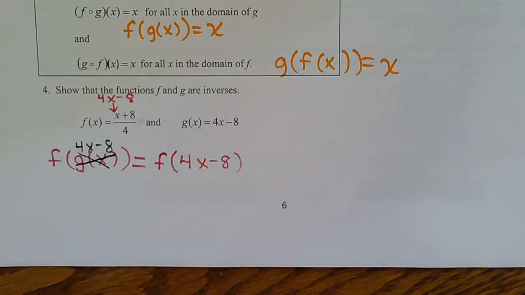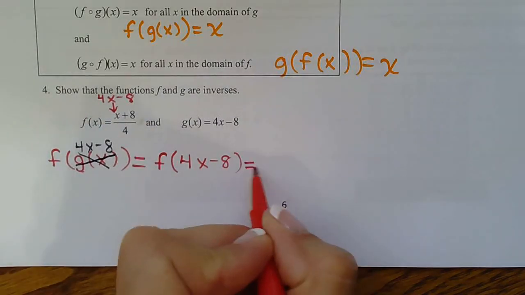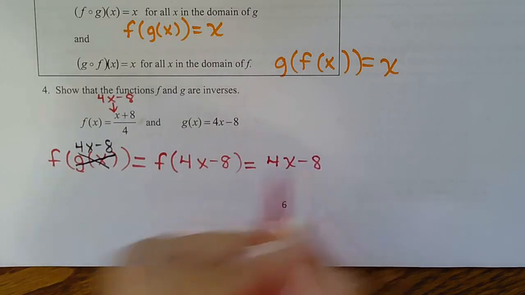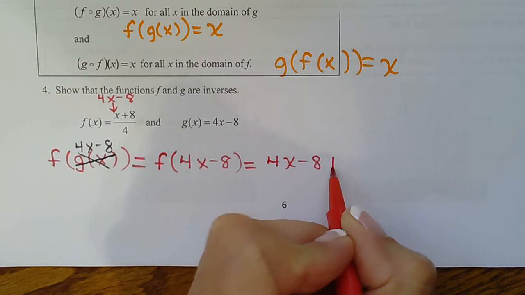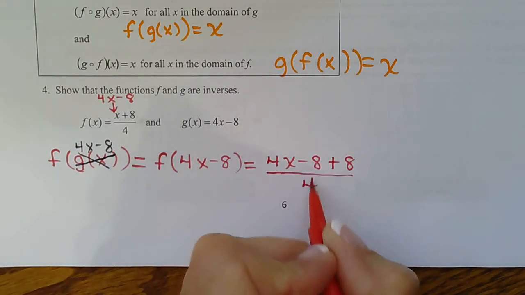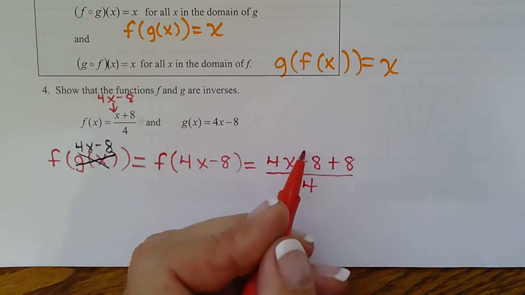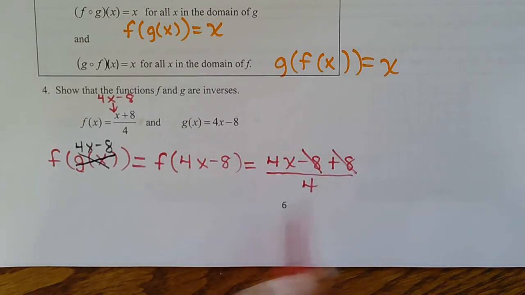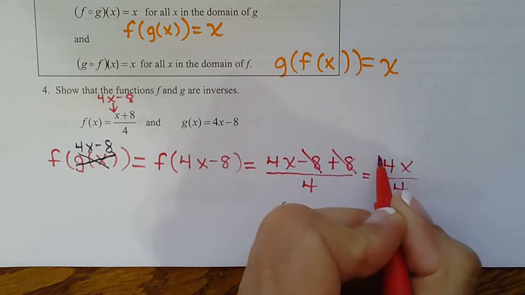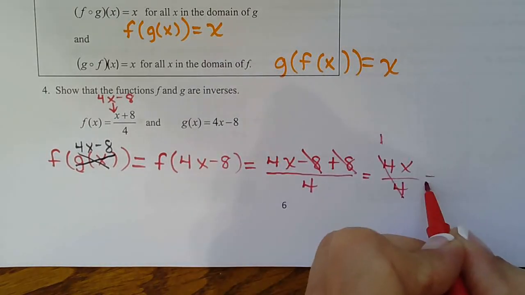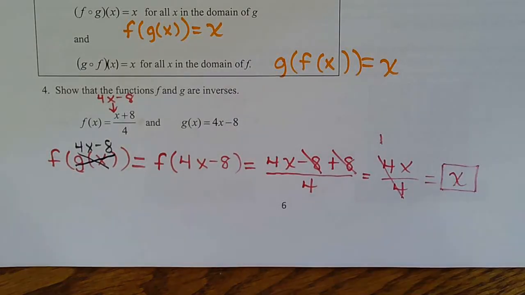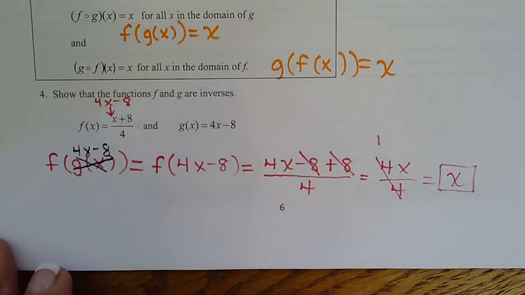And watch this magic that happens. I love this. It's pretty fun stuff. So 4x minus 8 plus 8 over 4. So watch the magic. Negative 8, positive 8, 0. 4x over 4, ding! Look what I get. I told you it was going to be magic.